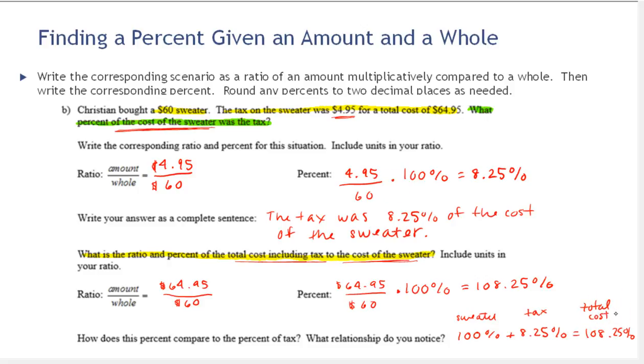Okay. Now remember, percentages are always referring to a percent of something. Okay, so if we wanted to find the total cost from the get-go, we could find 108.25% of the 60 by multiplying by an equivalent fraction or decimal. Okay, but this shows us that the total amount is a sum of the cost percent plus the tax percent. Let's look at one more.